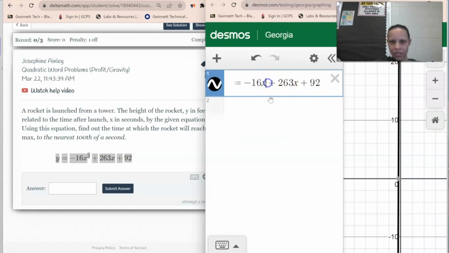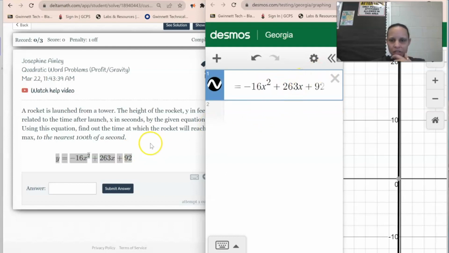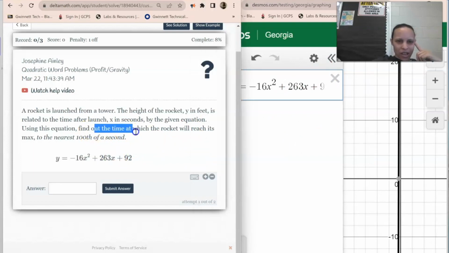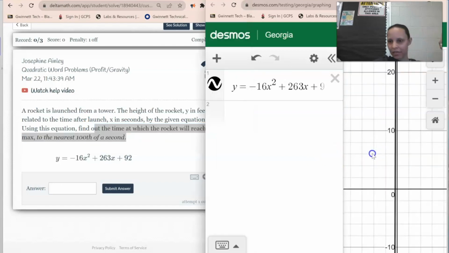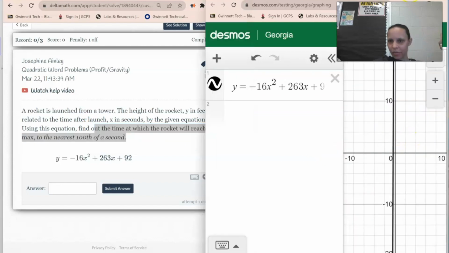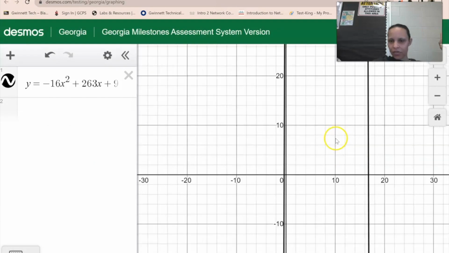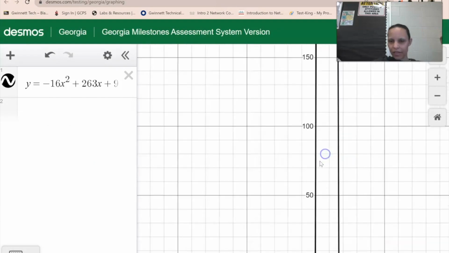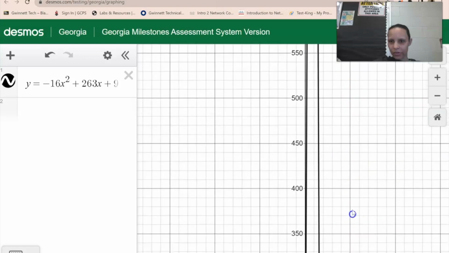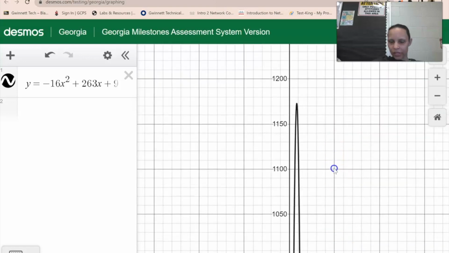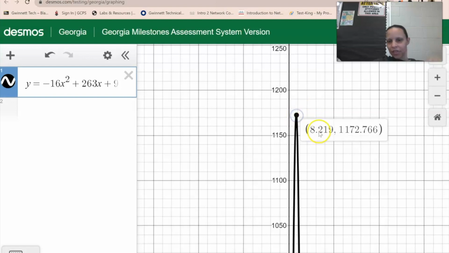All right, so what do I need? Negative x squared. Just match it. Yep, that's what it is. Okay, cool. And the question is, what time, so x value, will the rocket reach its max? All right, so I need to see my maximum point. Where is the rest of my graph? Okay, I'm going to zoom out. I need to see my maximum point. All right, here's my max. So this is the time right here, and this is the maximum height.